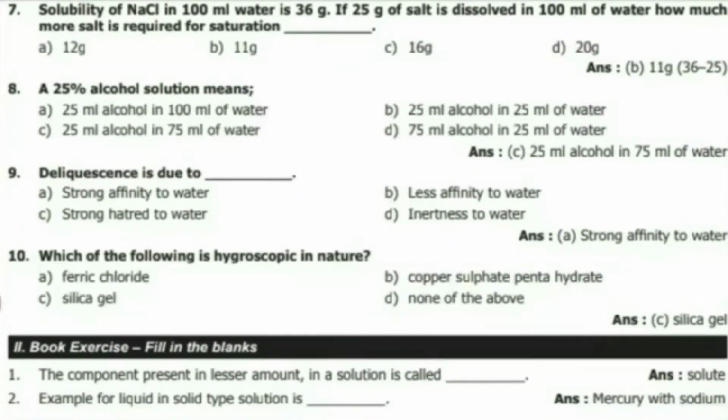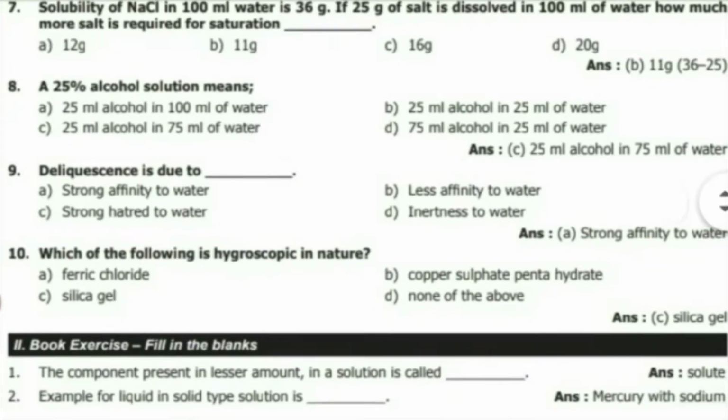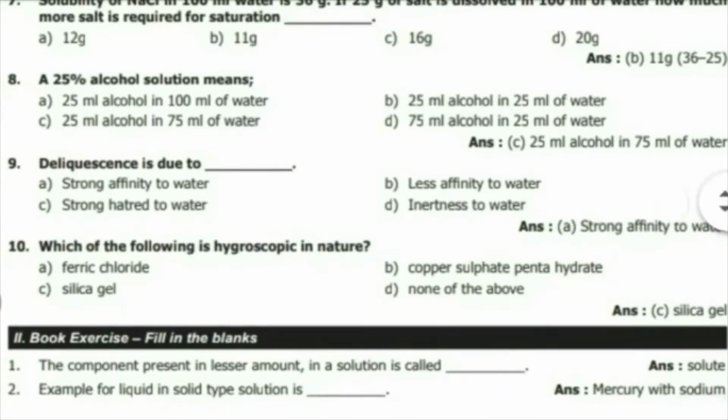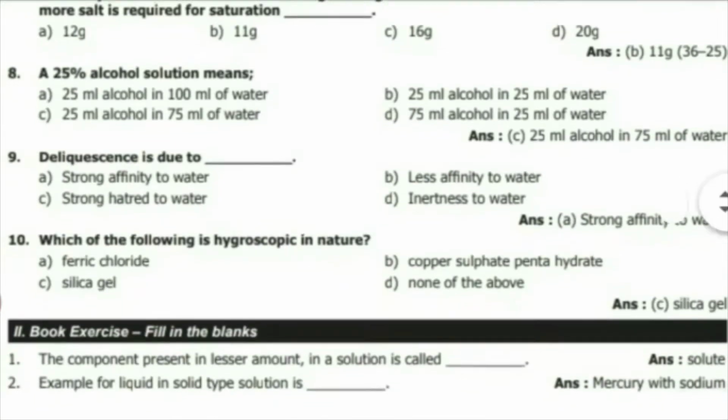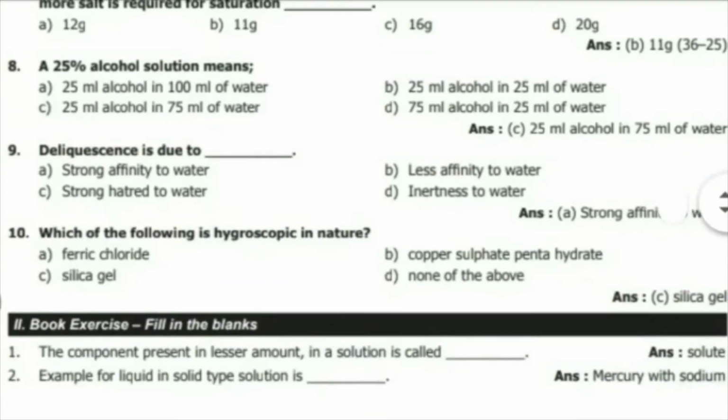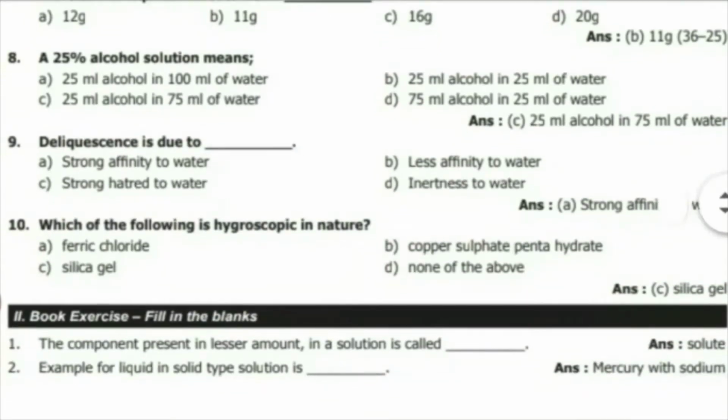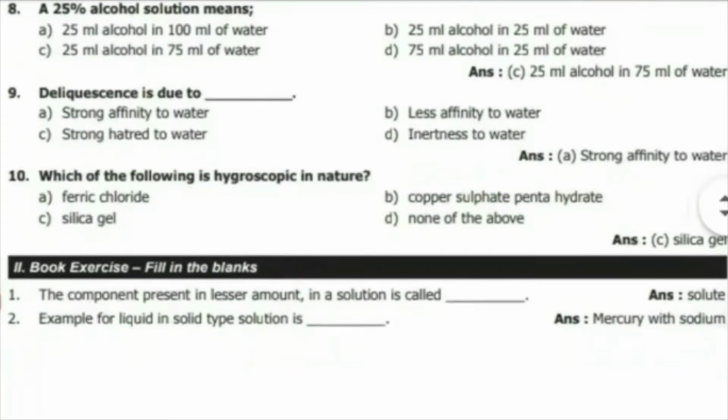Eighth one. A 25% alcohol solution means dash. Answer is C. 25 ml alcohol in 75 ml of water. Ninth one, deliquescence is due to dash. The answer is A. Strong affinity to water.